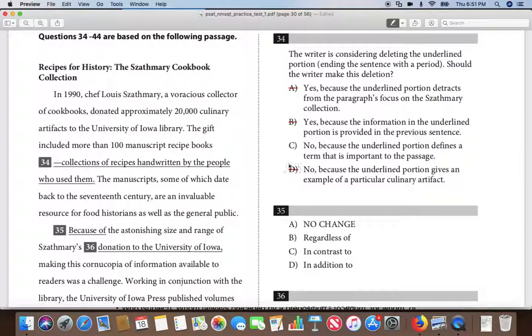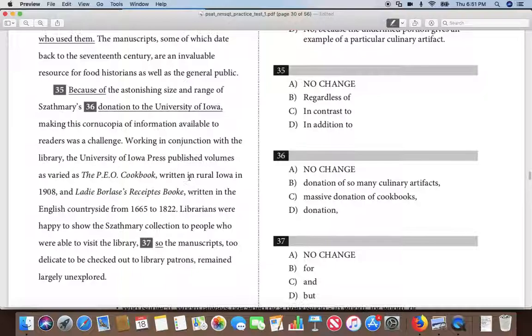Let's just take it from 35. We've already read the last sentence. Because of the astonishing size and range of the donation to the University of Iowa, making this cornucopia, which means an abundance of something, of information available to the reader was a challenge.